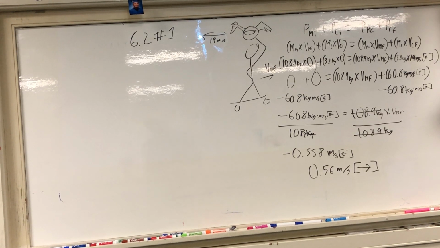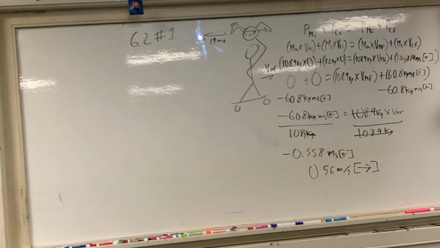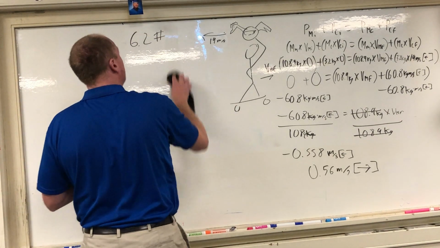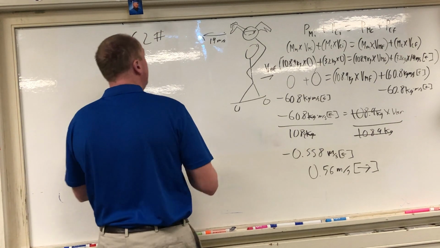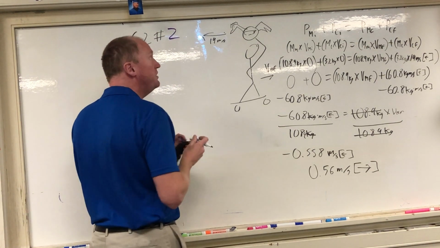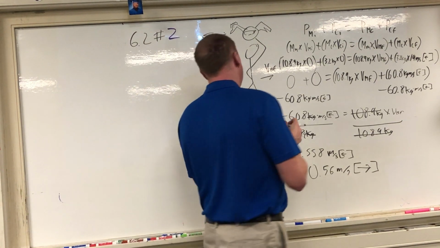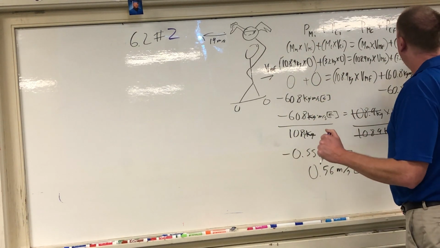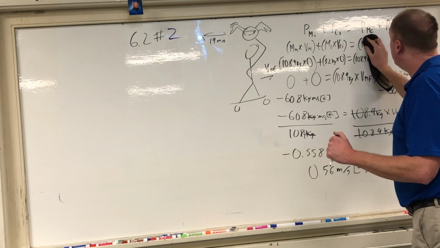All right, 6.2, number two. Now, this new problem is remarkably like the old problem. You're on a skateboard, you're throwing your pet, but there is one critical difference.